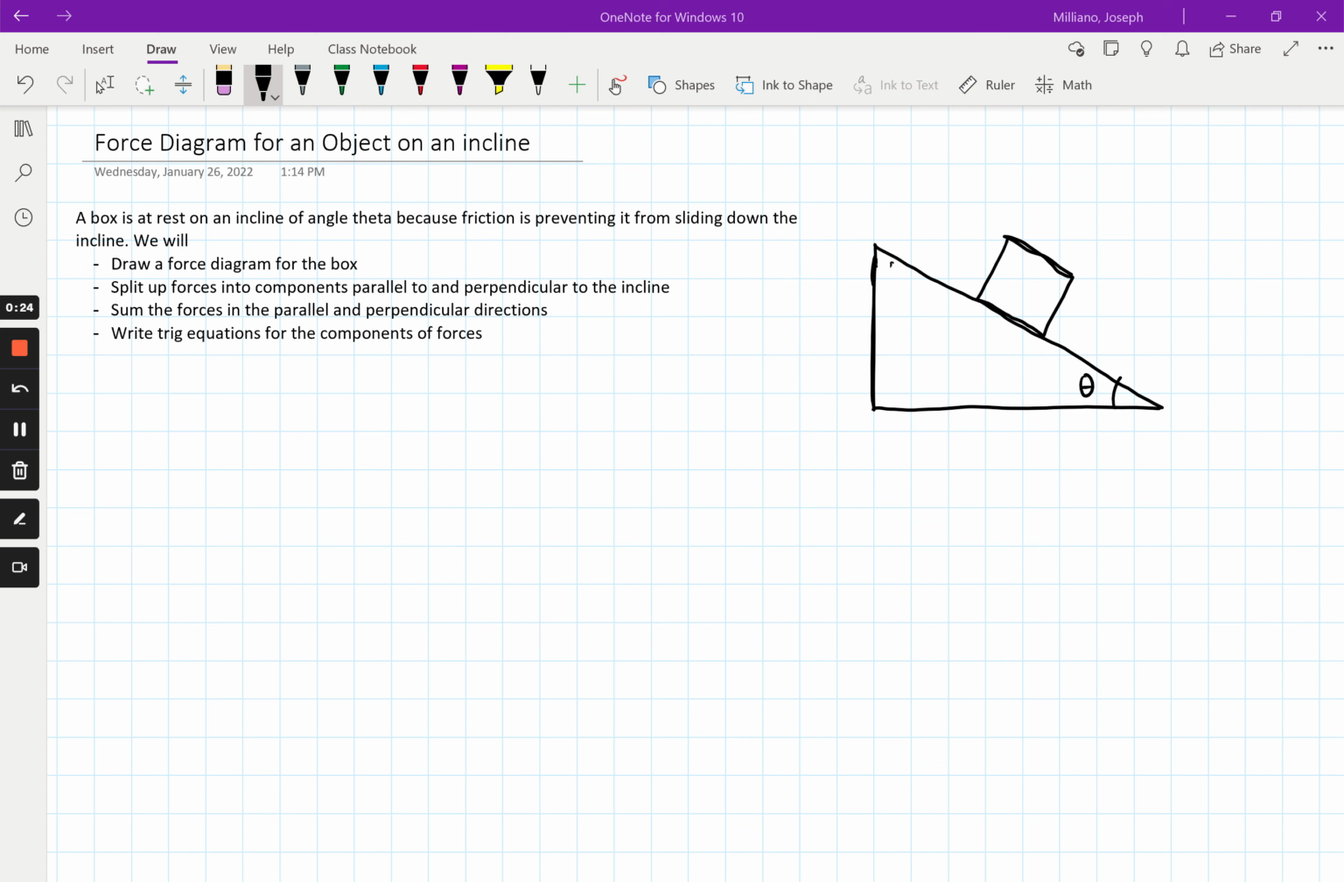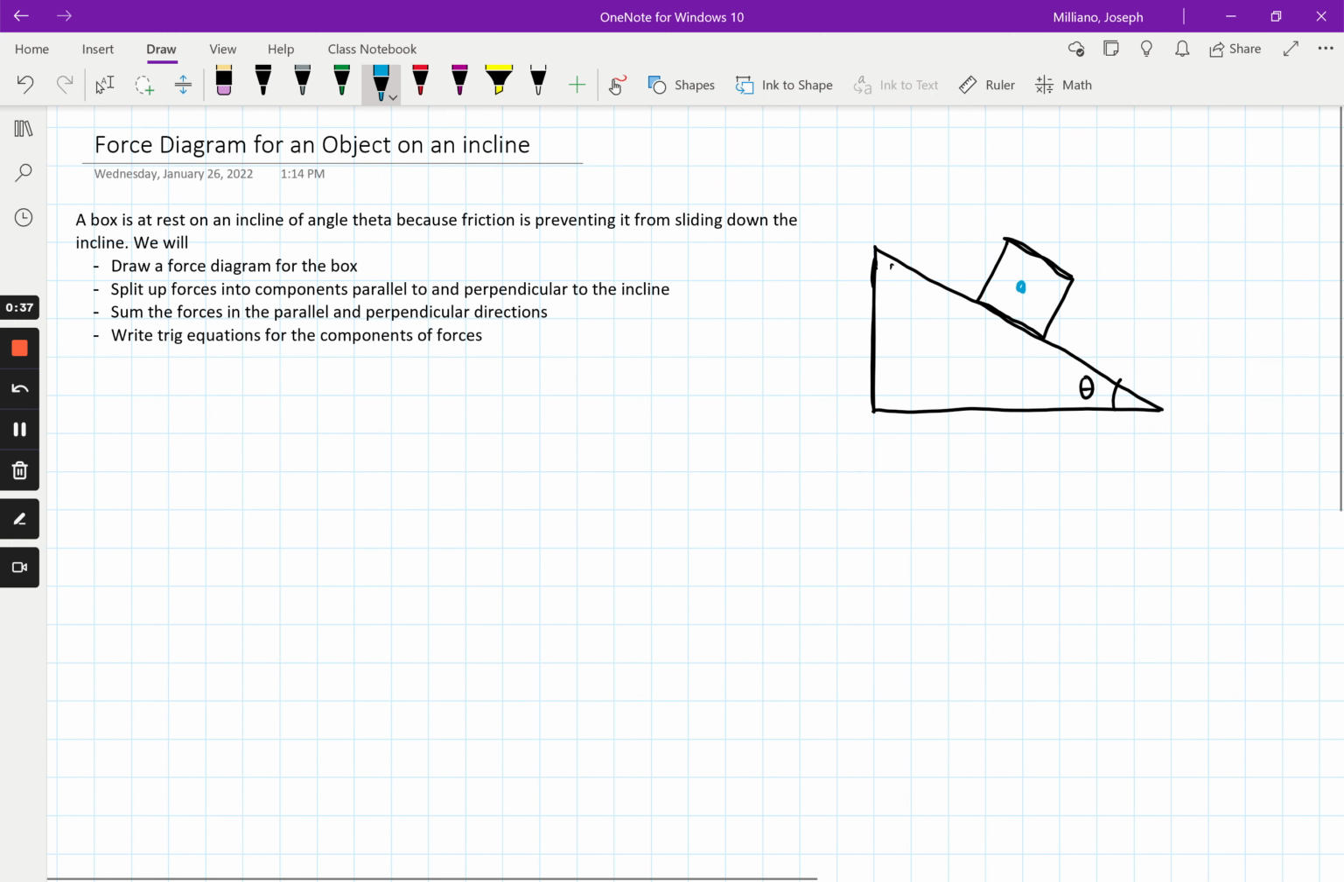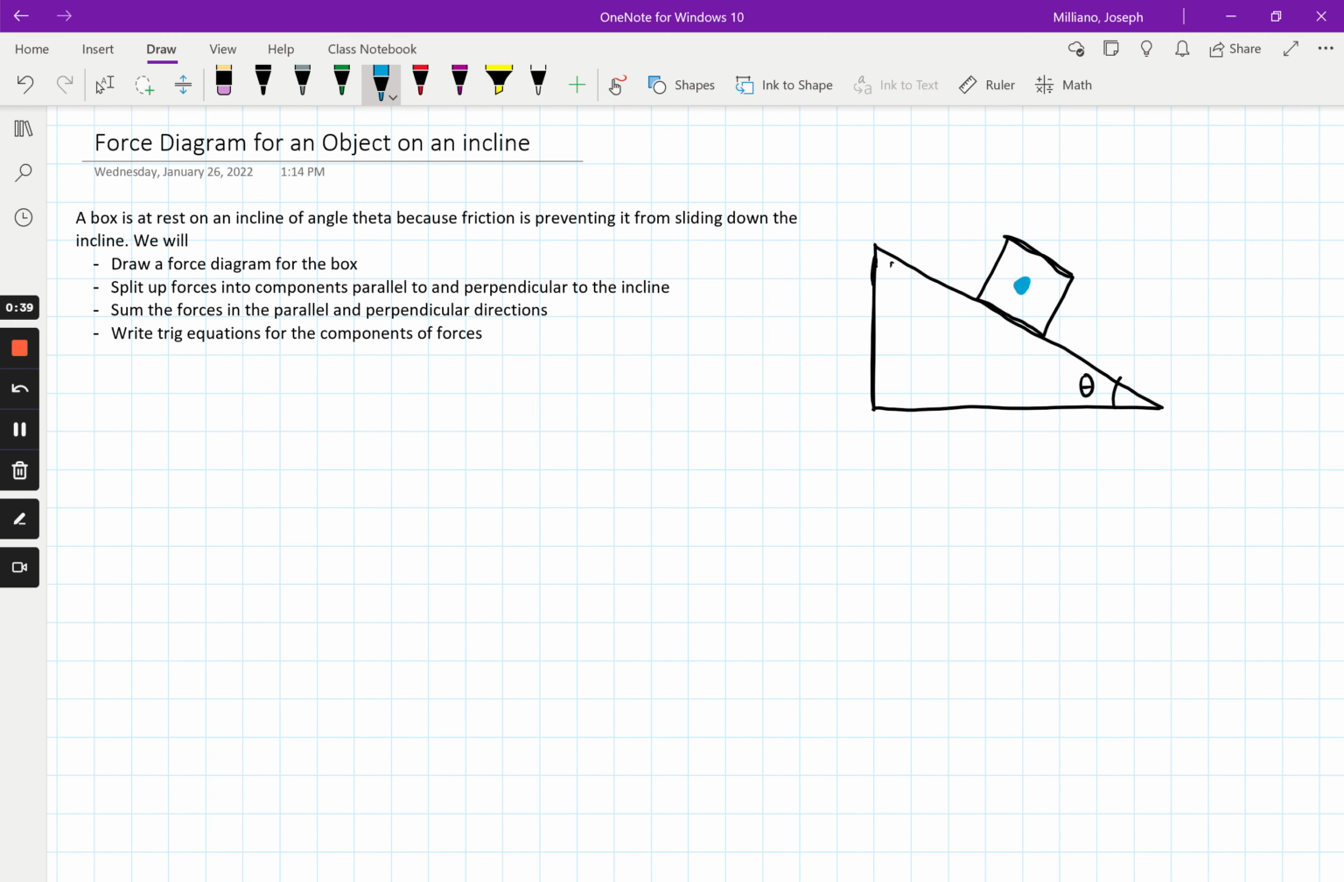We are going to sum the forces in the parallel and perpendicular directions, and we are going to write trig equations for the components of the forces. Let's go ahead and get started. I'm going to start by drawing my force diagram right on top of the picture to the right. Seeing the forces lined up with the picture can help us visualize what's going on.